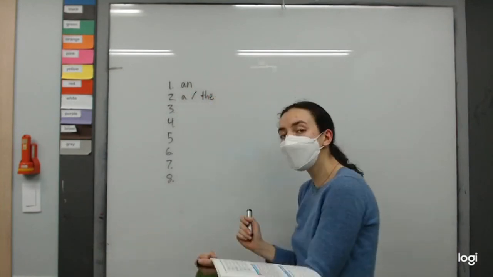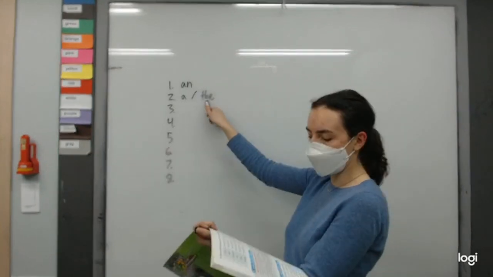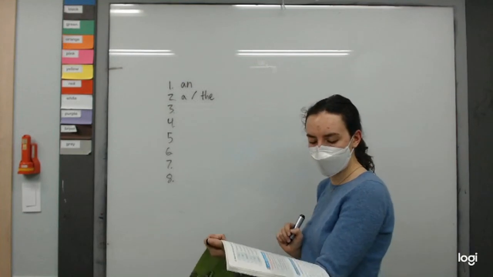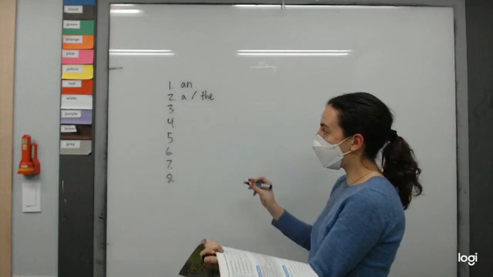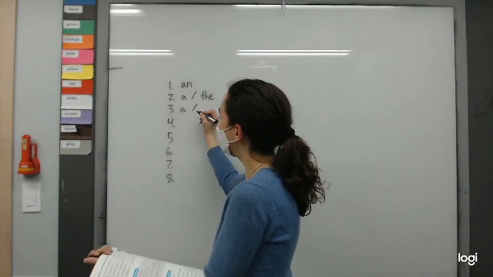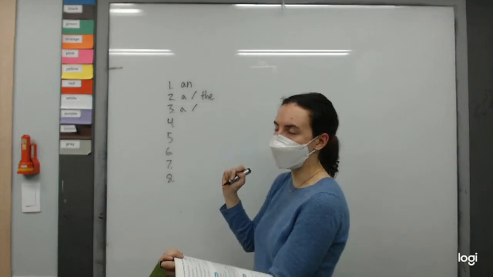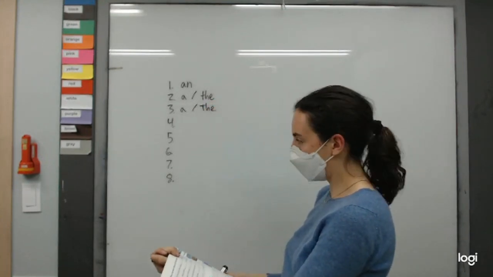There is only one sky. All of the world, only one sky, so we say the sky, even though it is the first time we talk about it. So, number 3, we have a garden in our house. The garden, second time talking about it, has many flowers.